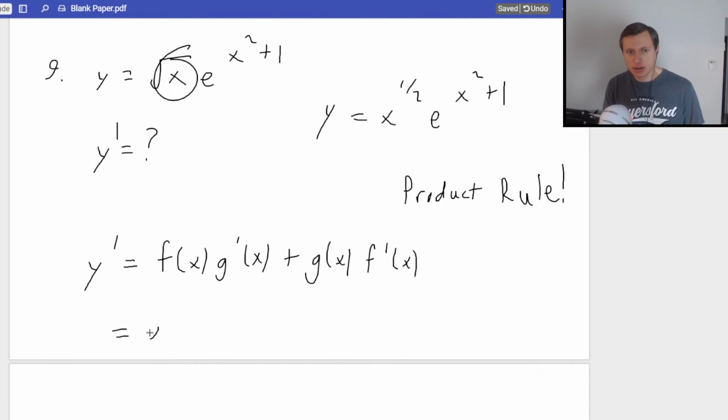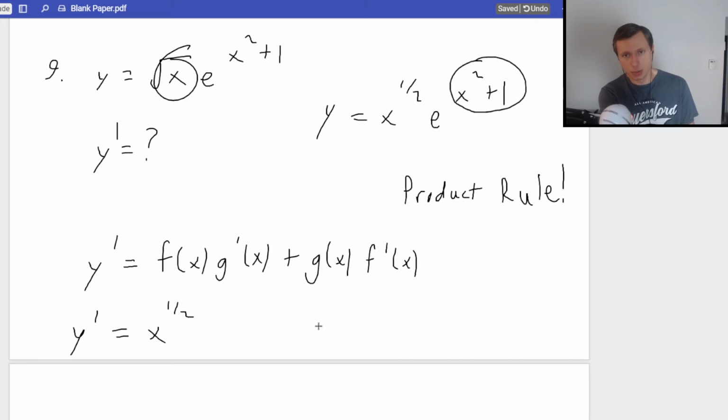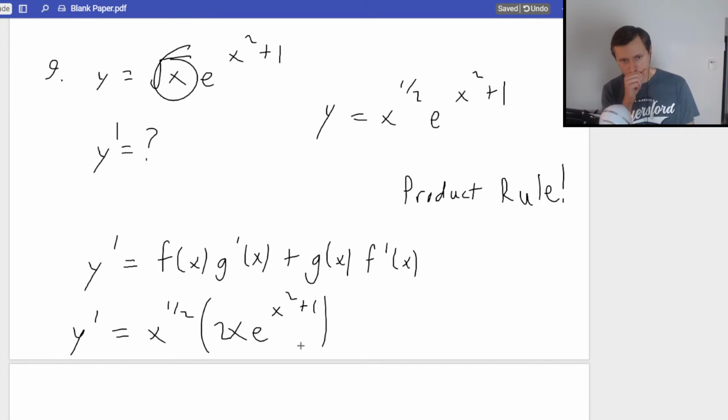So f of x, that's our x to the 1/2 power. G prime of x, that's the derivative of e to the x squared plus 1. So I'm going to ask myself, what's the derivative of x squared plus 1, my exponent? It's going to be 2x times e to the x squared plus 1 power, in parentheses. So that's the first one. Next, plus g of x, which is e to the x squared plus 1, times the derivative of x to the 1/2 power. That's going to be 1/2. This is a power rule: 1/2 x to the 1/2 minus 1 power.